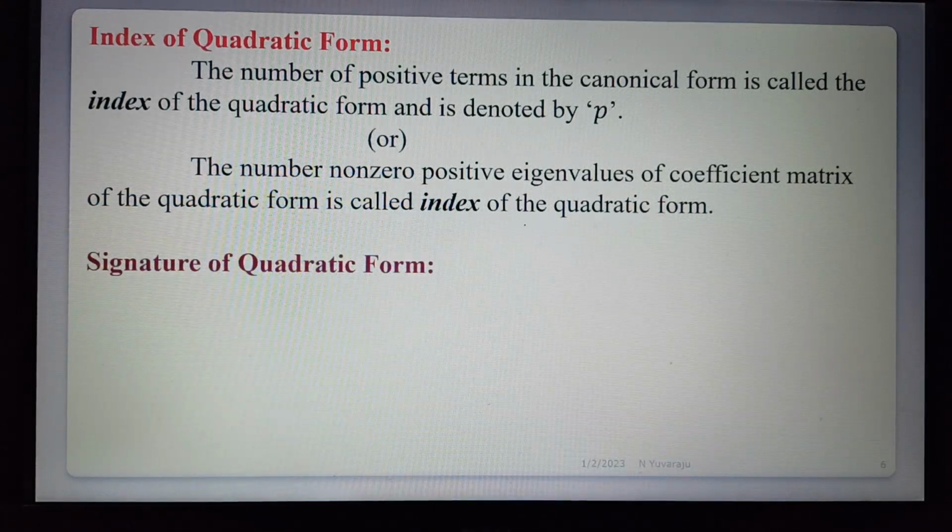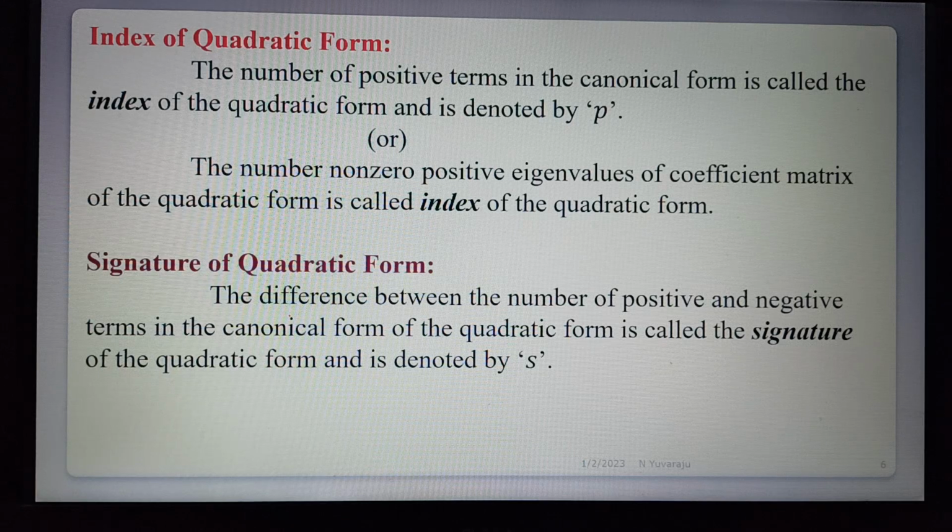So that is equal. Next definition, signature of quadratic form. The difference between the number of positive and negative terms in the canonical form of the quadratic form is called the signature of the quadratic form and is denoted by S. After converting to canonical form, the difference between positive and negative terms is called the signature. In another form, the difference between positive eigenvalues and negative eigenvalues is also called the signature of the quadratic form.